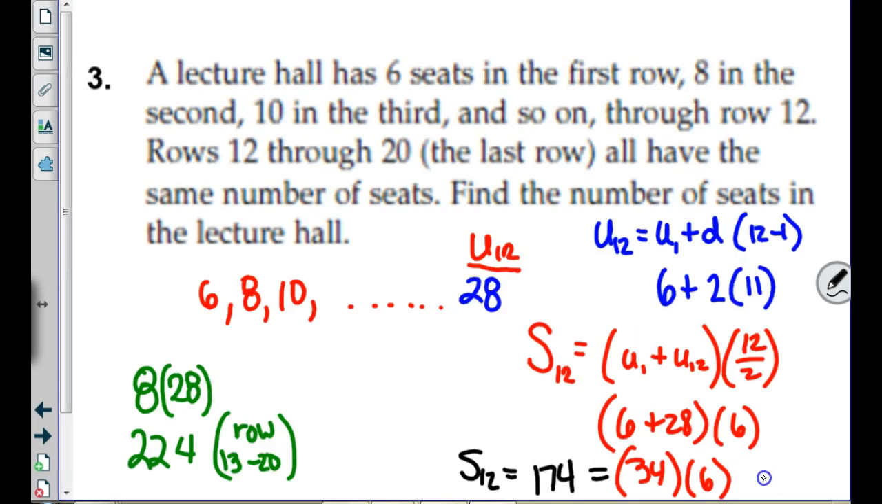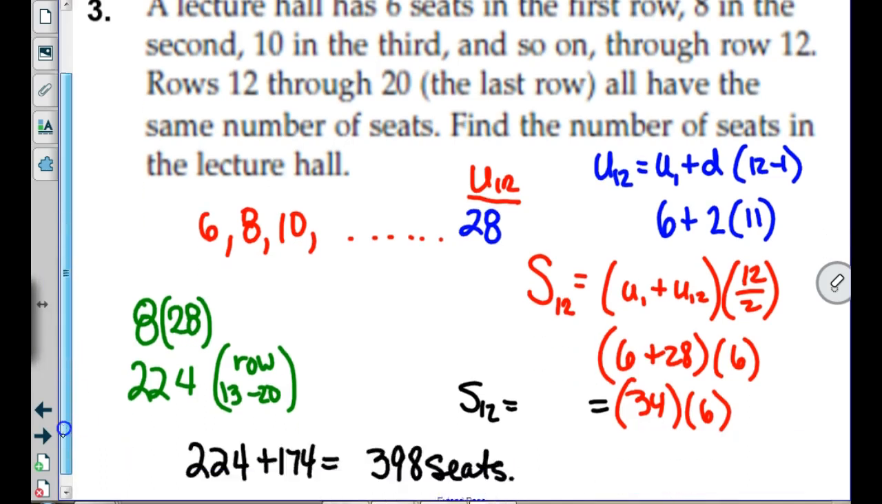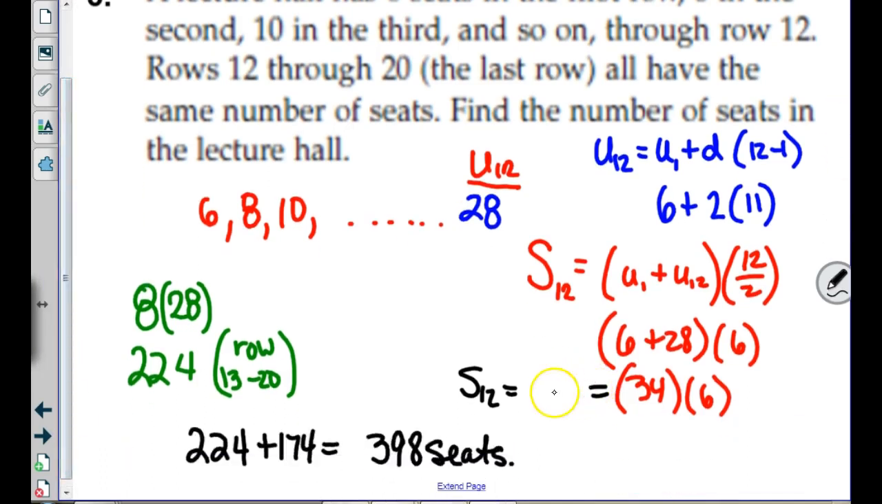34 times 6, is that not 174? Yeah, I got... Oh, so you guys are telling me wrong numbers? Great. I'm going to have to redo this video. You guys are not 204, yes? Yeah. So then it was 204 plus 224 is 428.